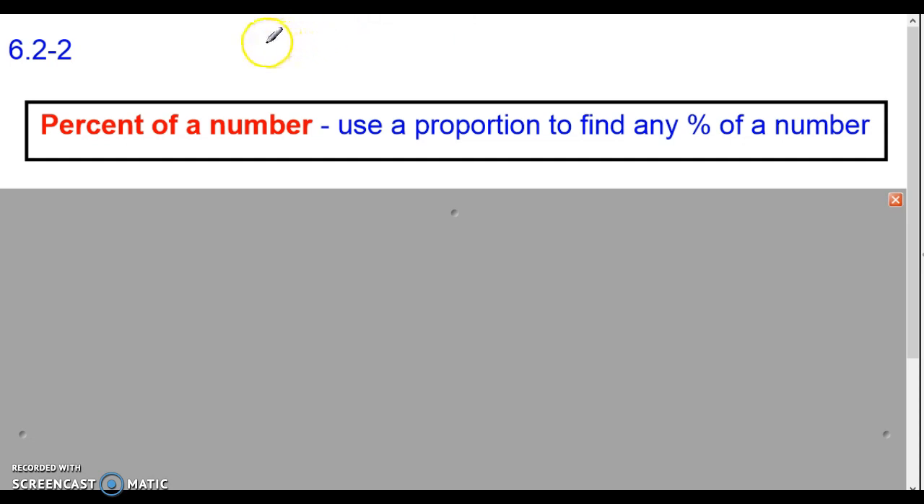The three things I want you to remember is we use is over of to help us: is over of, part over whole, and the last one is percent over 100. You should already have that written in your notebook by now, but it's just a good refresher as we start this lesson. So let's go ahead and look at what we're doing today. Percent of a number. Use a proportion to find any percent of a number.